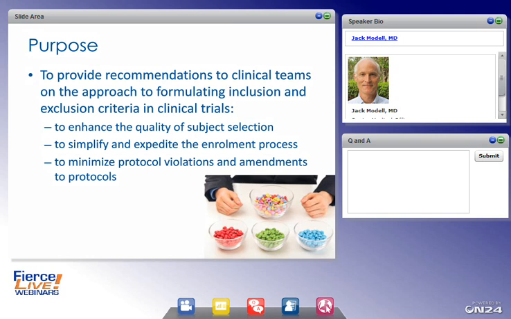Another reason to really think about inclusion and exclusion criteria is to help minimize protocol violations, minimize amendments to protocol. Changing protocols, as you all know, is pretty frustrating once you're underway, because you have criteria that had unintended consequences or perhaps are difficult for folks to understand.